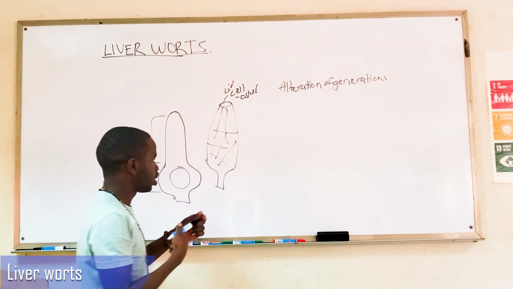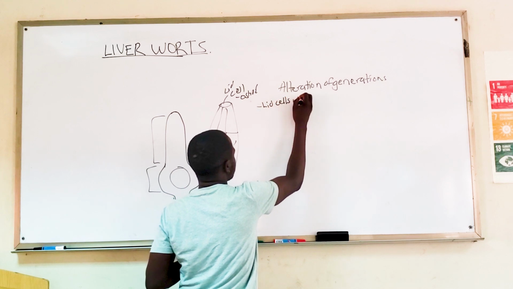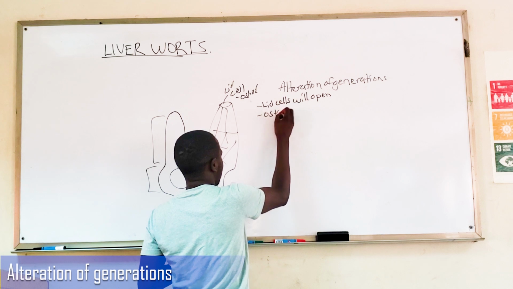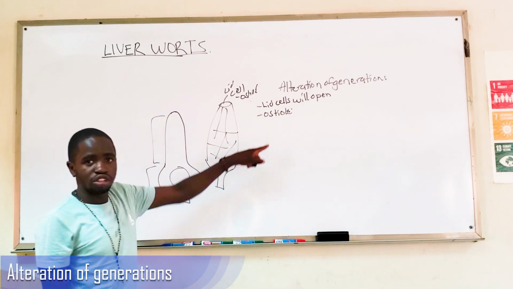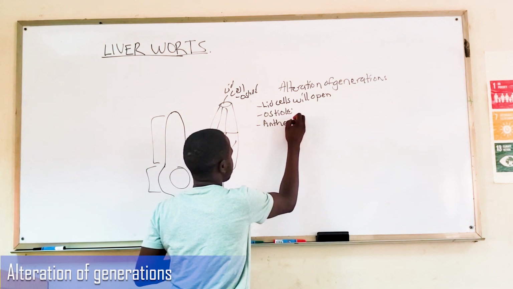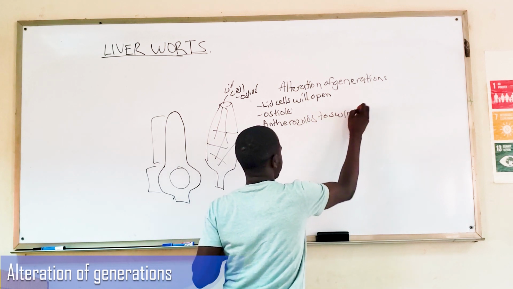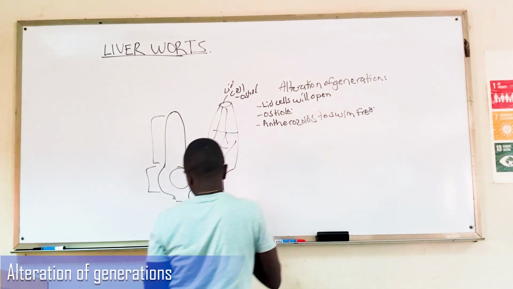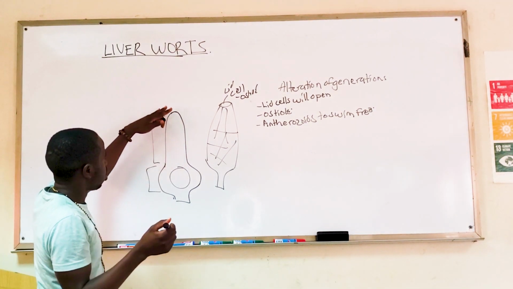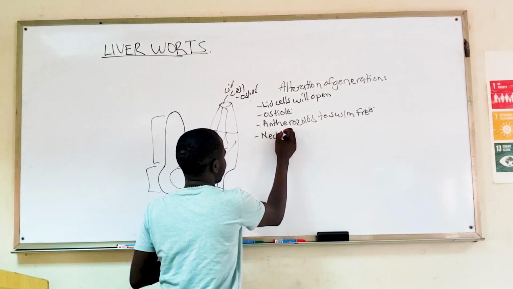So in alternation of generations, its cells will open. When they open, they form an ostiole. This ostiole allows the antherozoids to swim free.